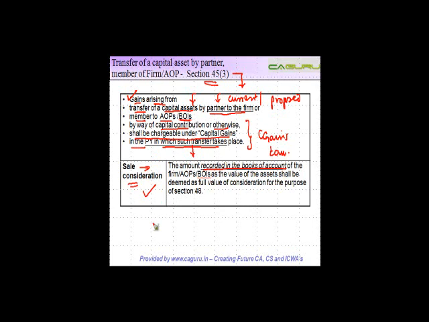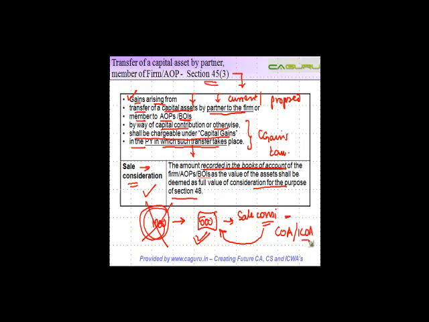Now this is interesting. So let's say your asset is worth rupees 1000, and in the books it is recorded only at 500. In that case, your sale consideration to compute your capital gain will be 500, because the section specifically says the amount recorded in the books of accounts of the firm, AOP, BOI as the value of assets shall be deemed as the full value of consideration for the purpose of section 48. What this means is the fair market value in this case has no relevance. Whatever is the value recorded in the books of accounts, that will be considered as sale consideration. From this you will reduce the cost of acquisition or indexed cost of acquisition as the case may be to get the capital gains.